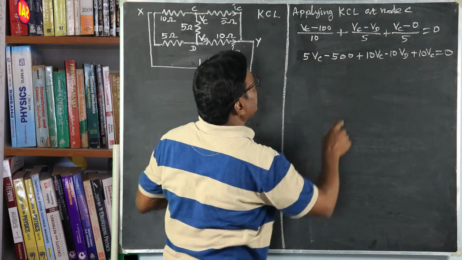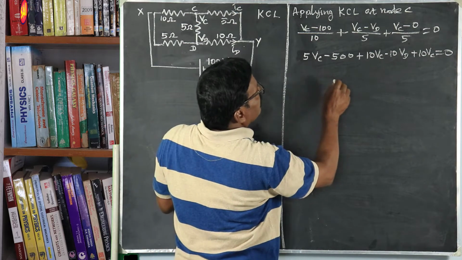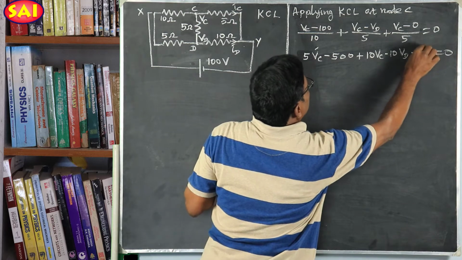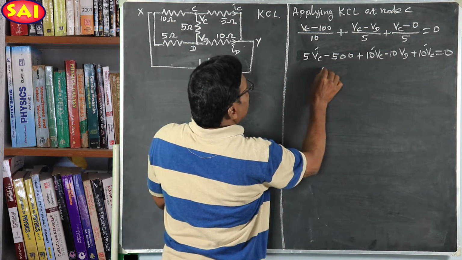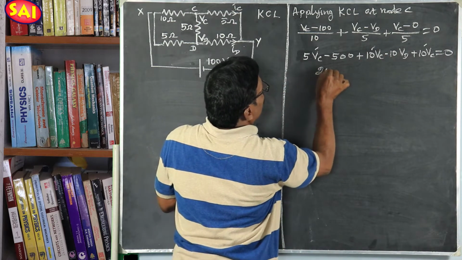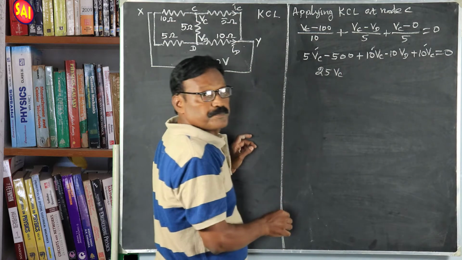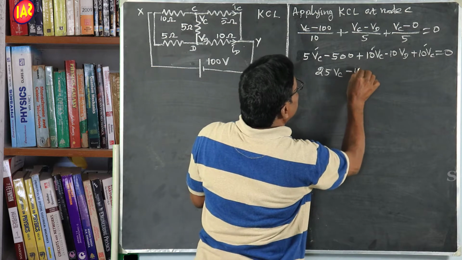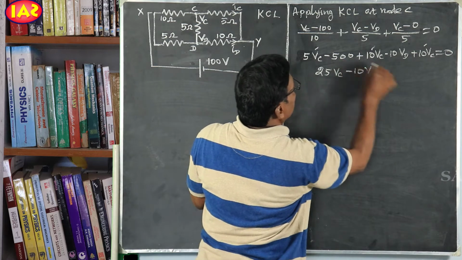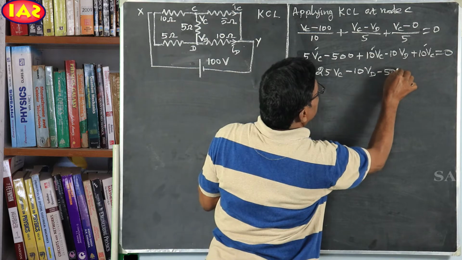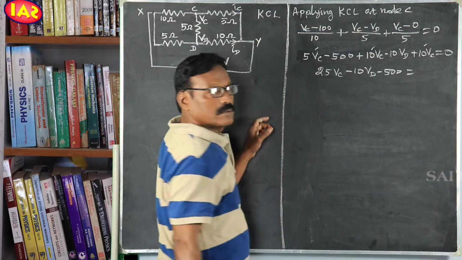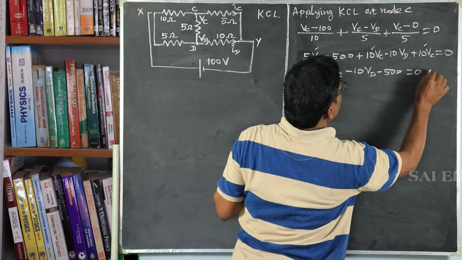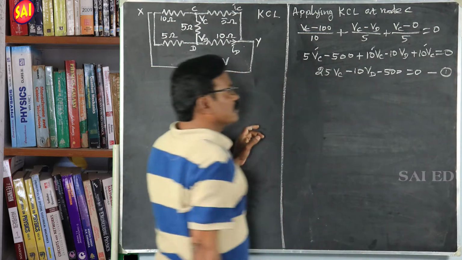Now sum up VD and VC. 5 VC, 10, 20, 25 VC, 25 VC minus 10 VD minus 500 equal to 0. Let it be equation 1.